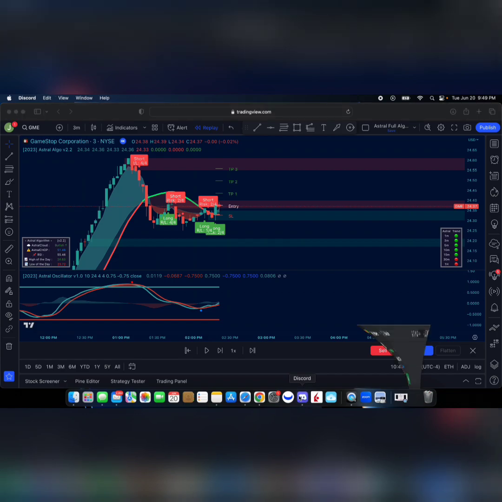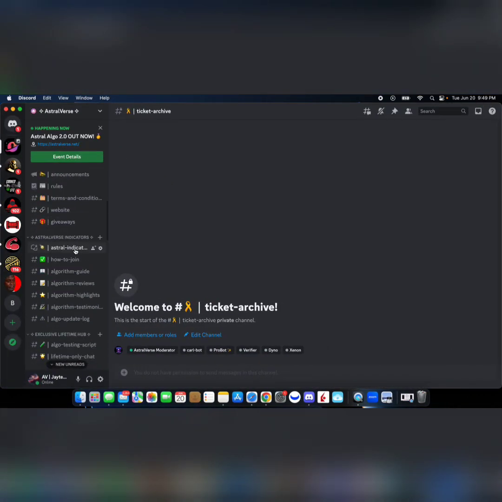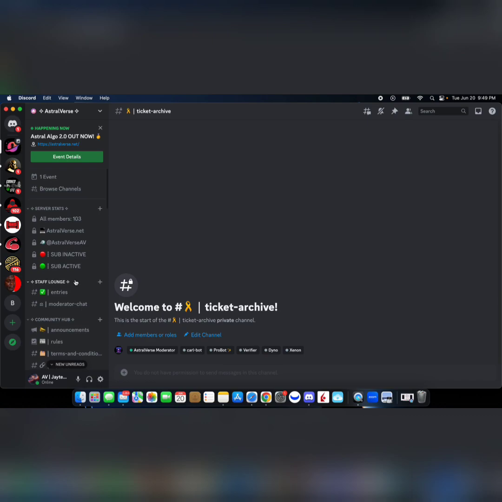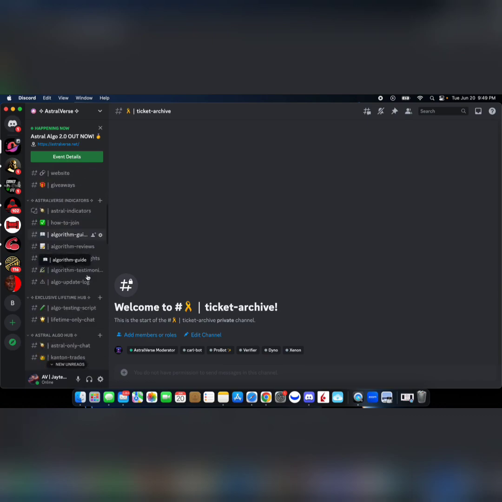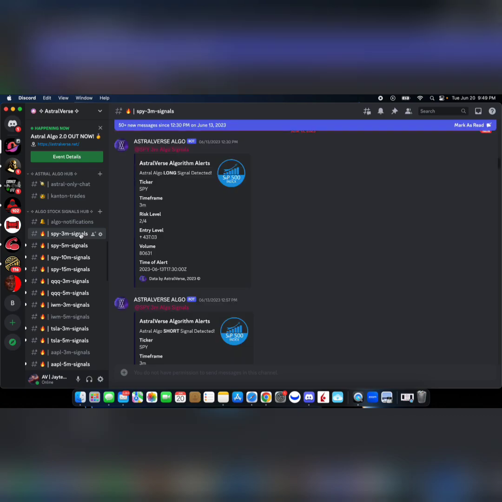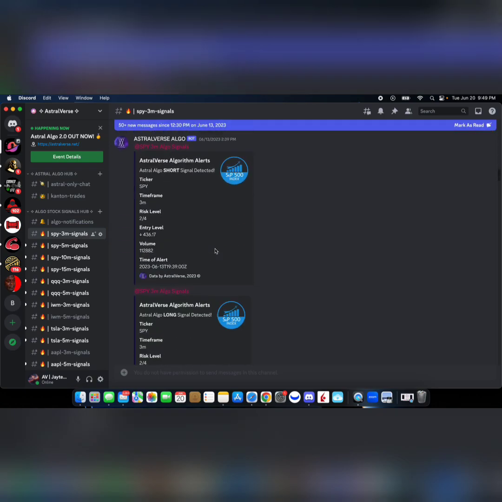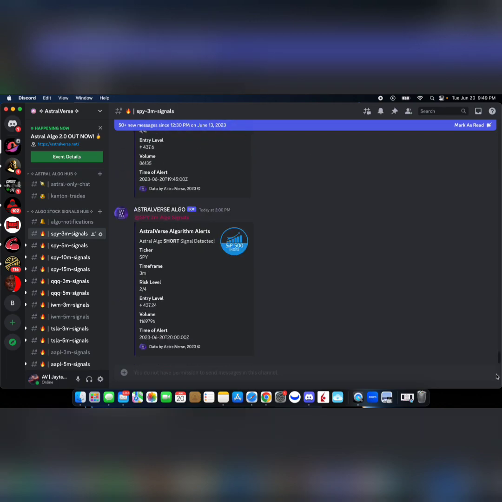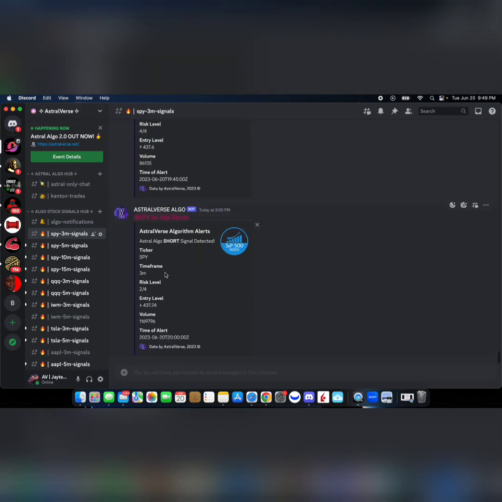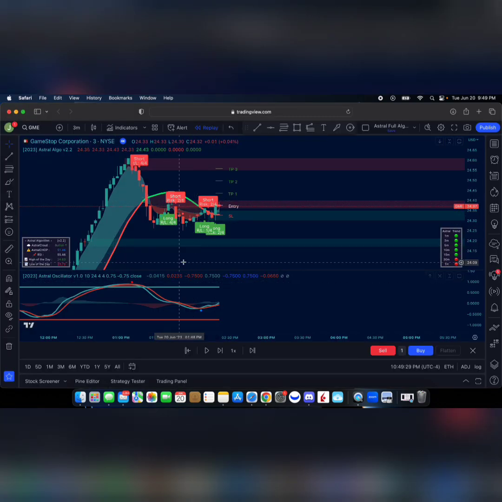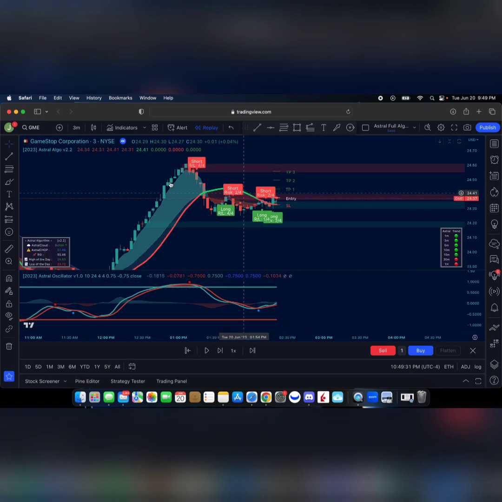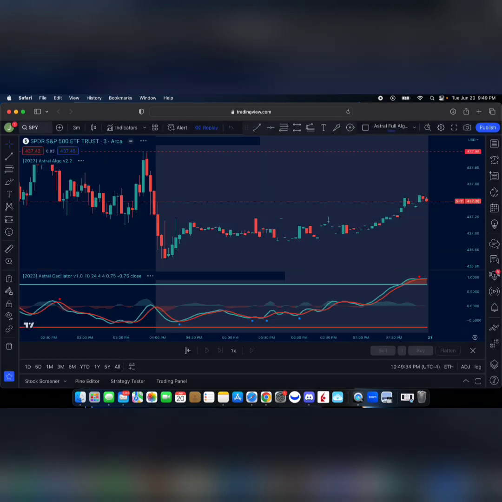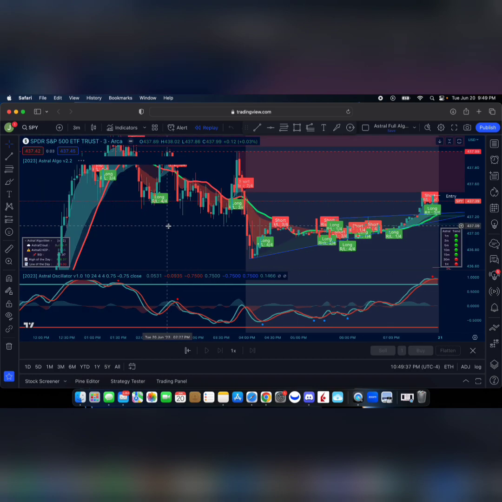And then the Discord. I'll show you the Discord. We have 103 right now. Our alerts are awesome. So it tells you, have this open. It shows the ticker, time frame, risk level, entry level. And then you try to compare it with this. So you can't miss. Oh, I guess I should put it on SPY, but you can't miss.